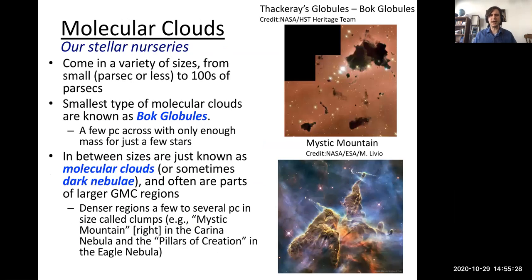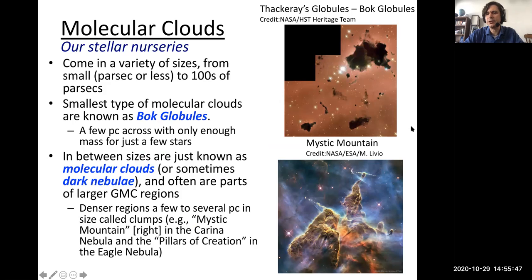And they come in a variety of sizes. So some molecular clouds are giant that can span hundreds of parsecs across. Some span tens of parsecs across, like our Mystic Mountain right here. And some are only a few parsecs across, like we can see up here.